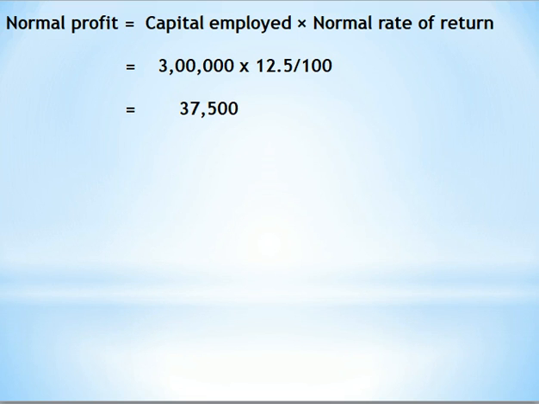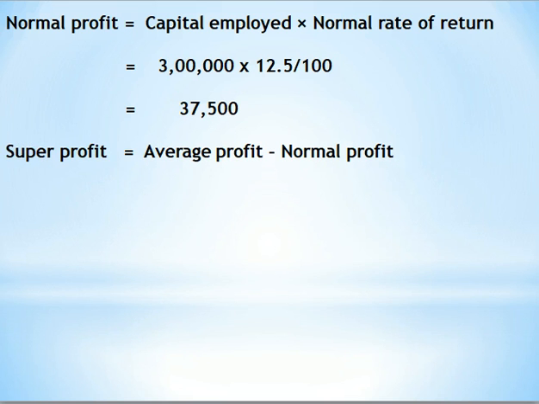Now we have to substitute the amount of normal profit in super profit. As we know that super profit is equal to average profit minus normal profit. The amount for average profit is rupees 60,000 and the amount for normal profit is 37,500. If we subtract 37,500 from 60,000, it gives you 22,500, which is our amount of super profit.